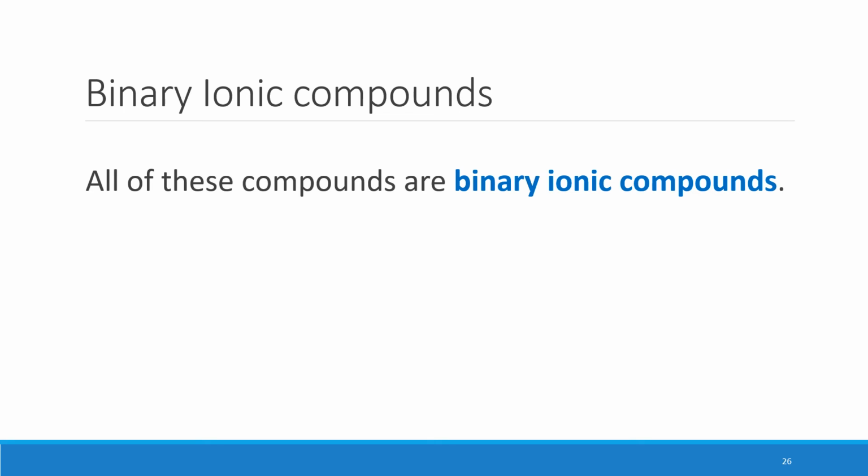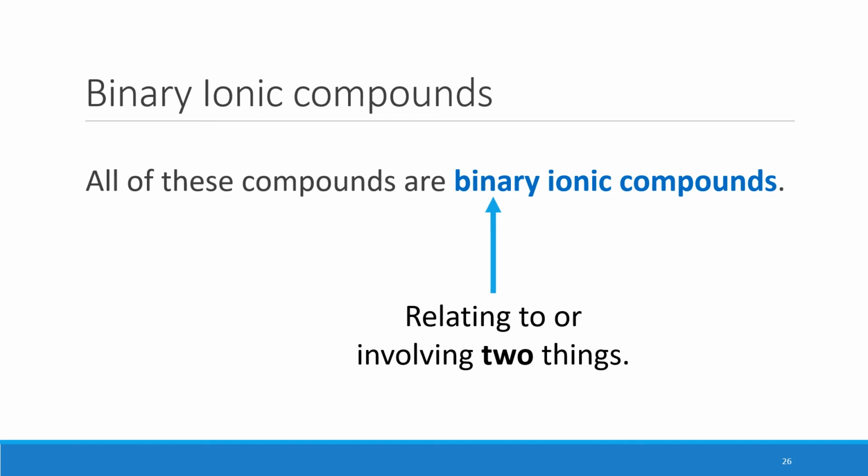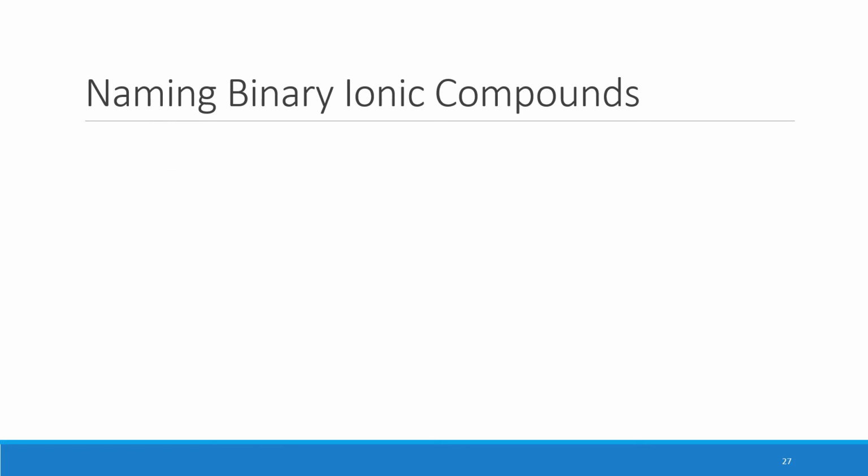Okay. Binary ionic compounds. Everything we've been talking about is a binary ionic compound. Binary just means relating to or involving 2 things. And so the 2 things here are the 2 different elements that are involved, right? Only 2 different kinds of monatomic ions. What it doesn't mean is that there's just 2 ions in the formula unit, right? You could have something like AlF3. There's 4 ions total there, but what matters is it's just aluminum. It's just fluoride.